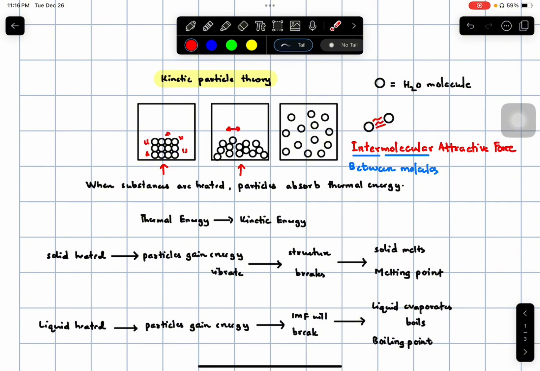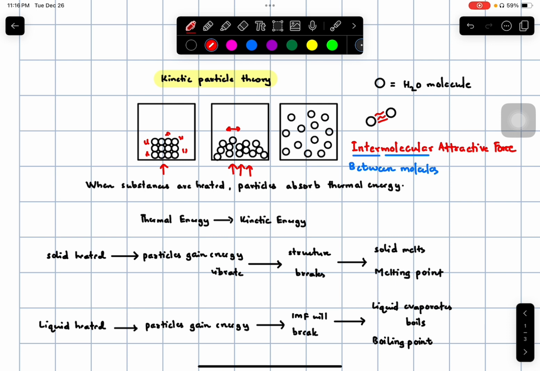Let's imagine this black circle as a water molecule. So now I have two water molecules here, and between them there is an invisible attractive force that holds them together so that they can flow around like a liquid. That attractive force is called the intermolecular attractive force. Inter meaning between and molecular meaning molecules. So the attractive force between two molecules is therefore called intermolecular attractive force.